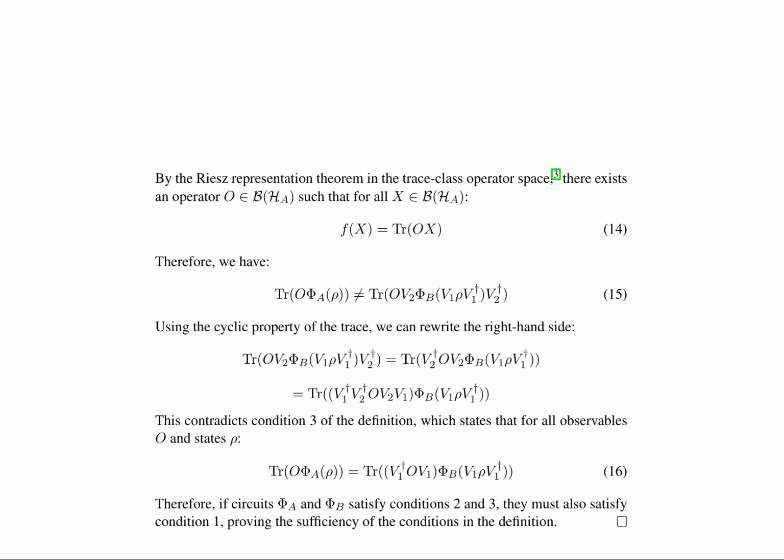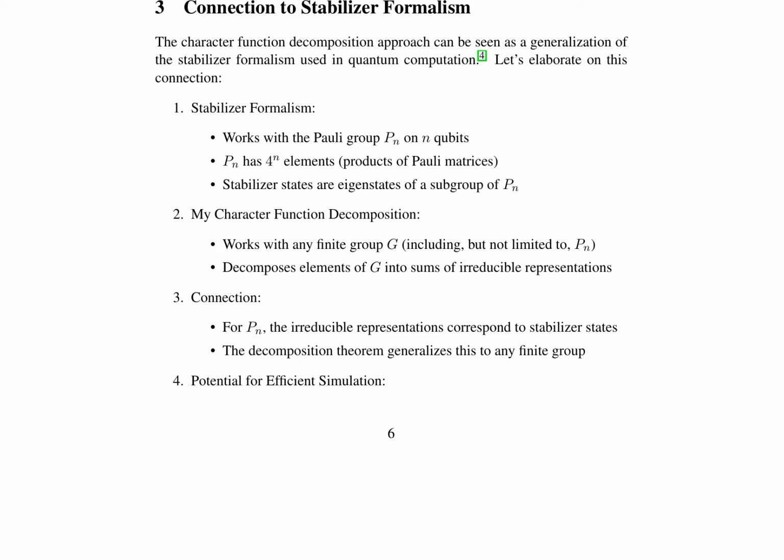The character function decomposition approach can be viewed as a generalization of the stabilizer formalism in quantum computation. In the stabilizer formalism, the Pauli group Pn on n qubits, consisting of 4^n elements, is used, and stabilizer states are eigenstates of a subgroup of Pn. In contrast, the character function decomposition approach is applicable to any finite group G, decomposing its elements into sums of irreducible representations. Specifically, for Pn, these irreducible representations correspond to stabilizer states. The decomposition theorem generalizes this to any finite group, potentially leading to efficient simulation methods in quantum computation.